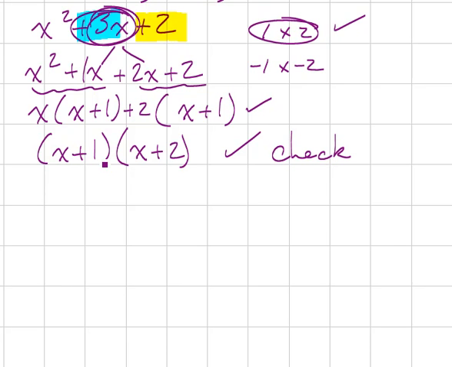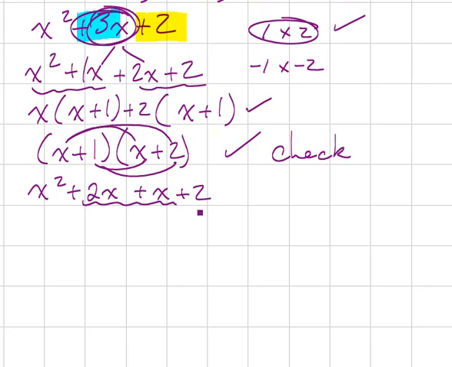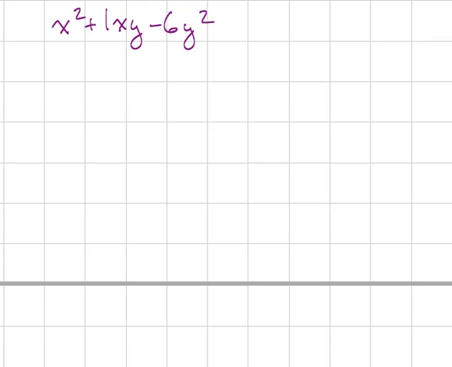So if I use the distributive property, I could do x times x and x times 2. That gives me x squared plus 2x. 1 times x and 1 times 2. That gives me x plus 2. Combine my like terms, and I get x squared plus 3x plus 2. Exactly what I started with. Perfect. Okay then, but what happens if things get a little bit more complicated?